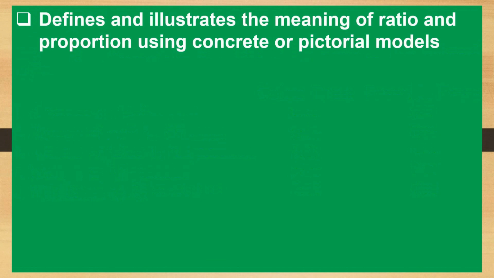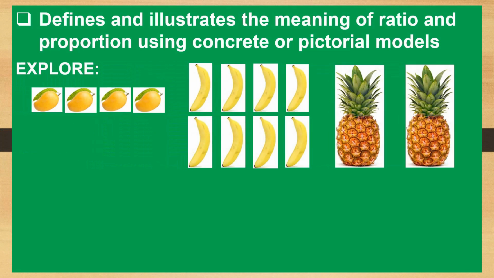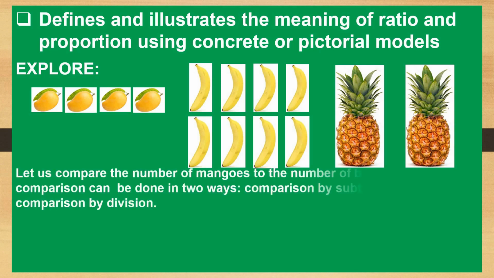Okay, now let's proceed to second objective. Defines and illustrates the meaning of ratio and proportion using concrete or pictorial models. So let's start with these pictures. I know these fruits are your favorite fruits. You have mangoes, bananas, and pineapple. Let us compare the number of mangoes to the number of bananas. The comparison can be done in 2 ways. Comparison by subtraction and comparison by division.